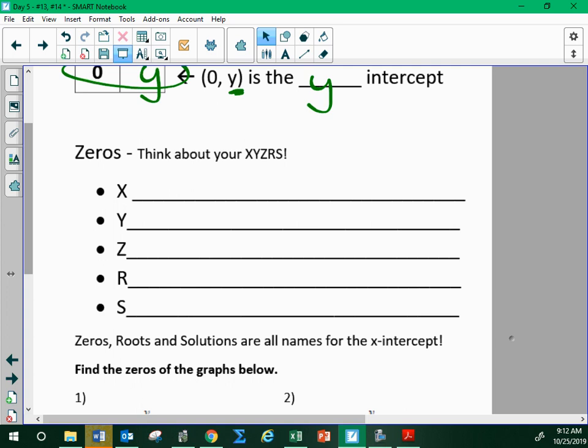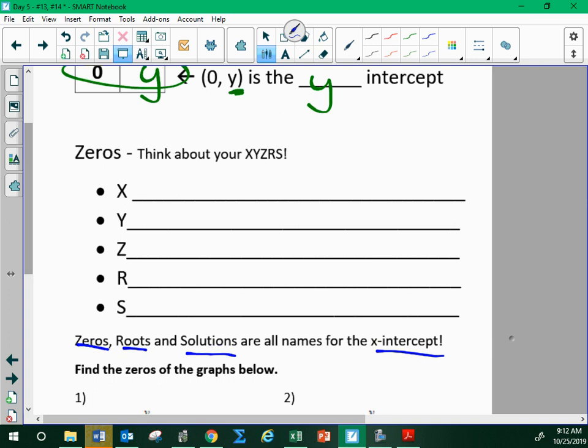Zeros, roots, and solutions are all names for the x-intercept. So when I say x-intercept and I say zero, I'm talking about the same thing. If I say x-intercept and I say root, I'm talking about the same thing. If I say x-intercept, say solution, I'm talking about the same thing. So x-intercepts, zeros, roots, and solutions. These all mean the same thing.